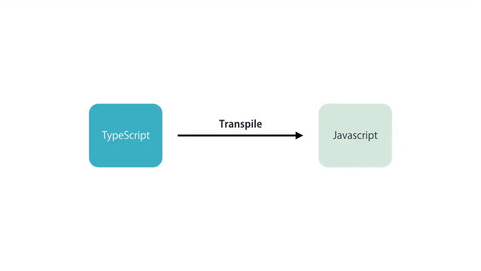Now, the browsers out there, they don't understand TypeScript, and it's very unlikely that they're going to support it in the future. So we need to compile, or more accurately, transpile our TypeScript code into JavaScript. So this is part of building our application. Whenever we build our application, the TypeScript compiler kicks in, and it transpiles our TypeScript code into JavaScript code that browsers can understand. Now that's enough introduction. Next, I'm going to show you how to install TypeScript and write your first TypeScript program.